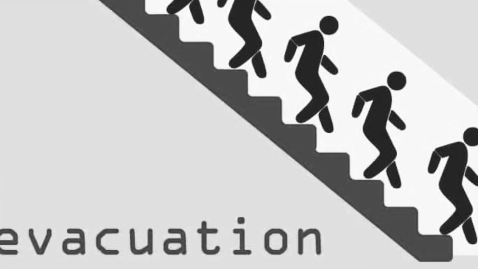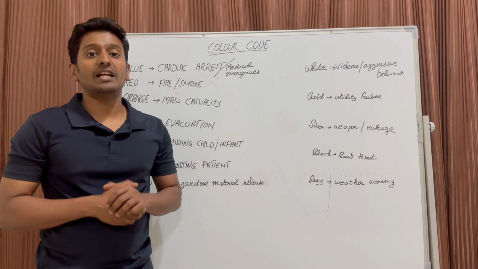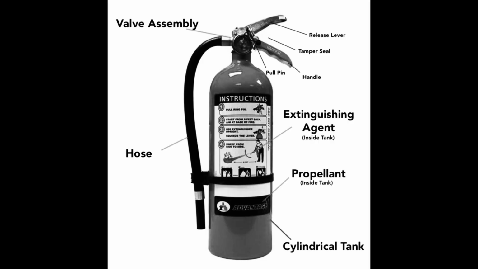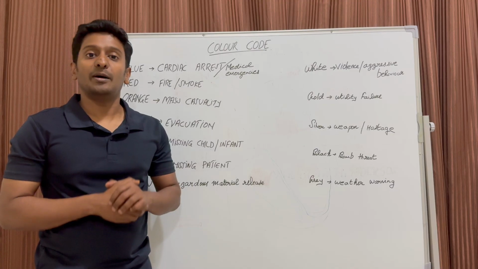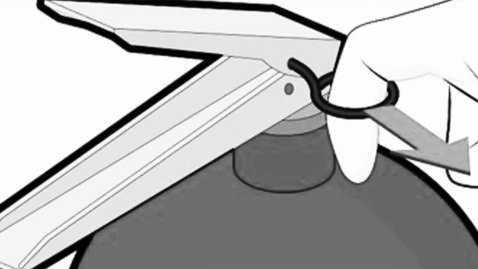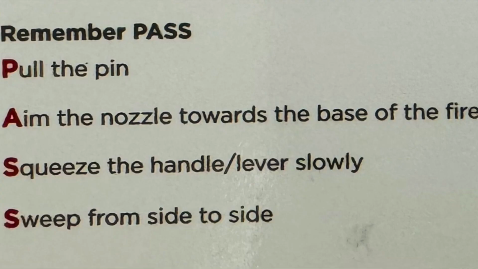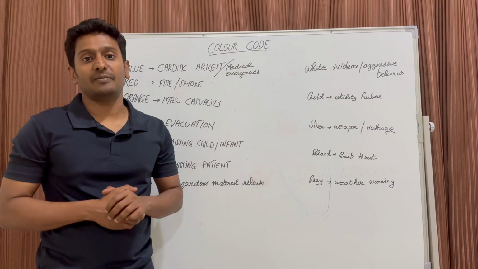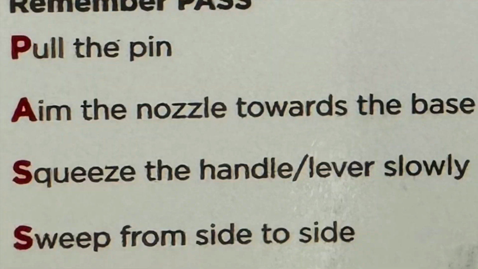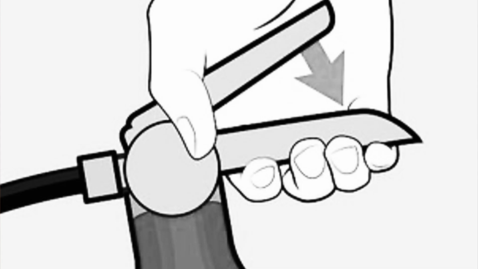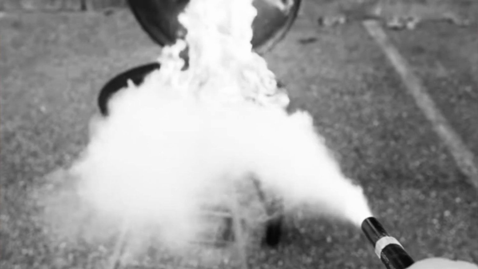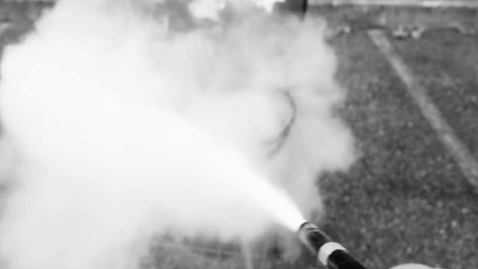The second word is PASS. This word helps us remember how to use the fire extinguishers. In that, P stands for pull the pin. A stands for aim at the base of the fire. And S stands for squeeze the lever. And the next S stands for sweep from side to side.